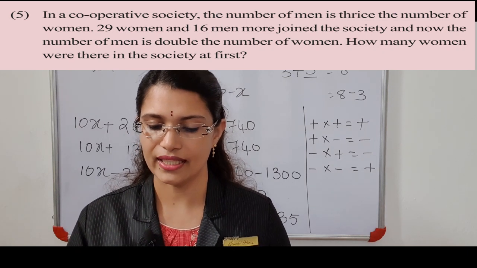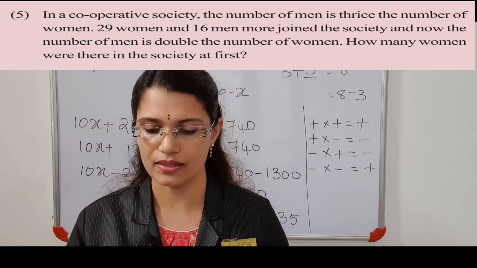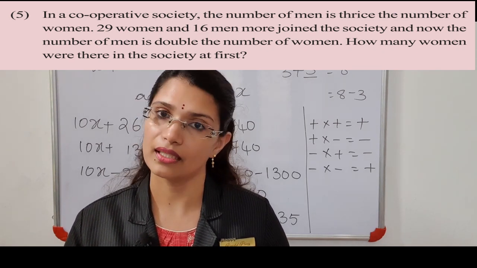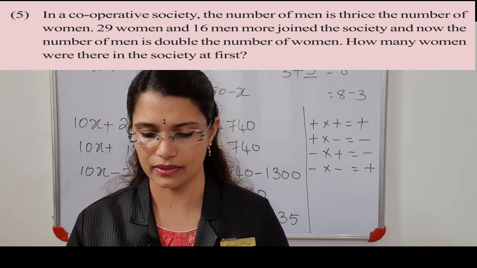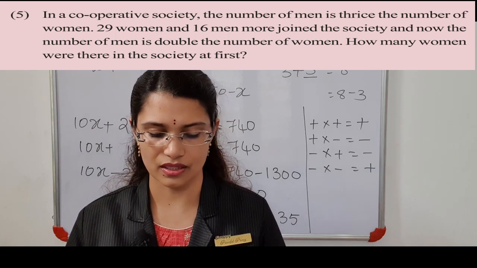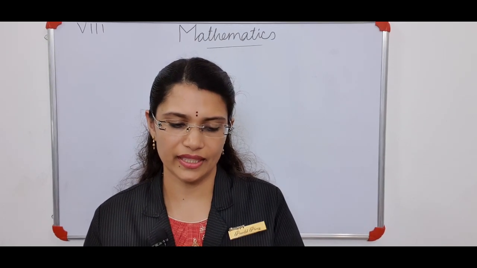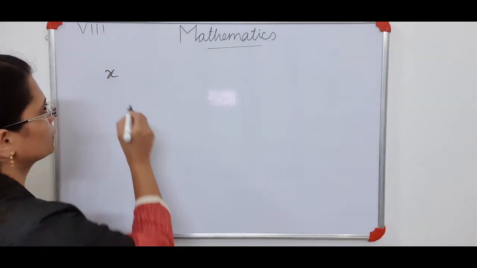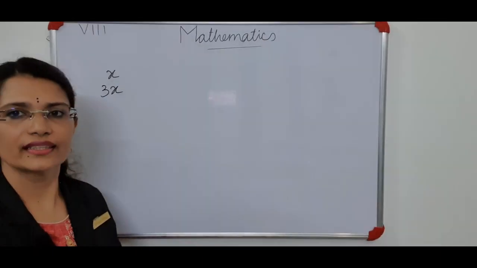Then 29 women and 16 men more joined the society, and now the number of men is double the number of women. How many women were there in the society at first? This is the question. So, children, let the number of women be x and number of men is equal to 3x.